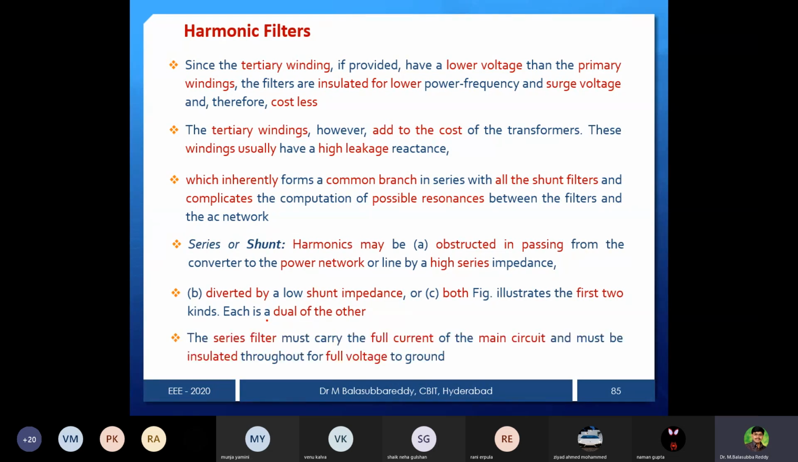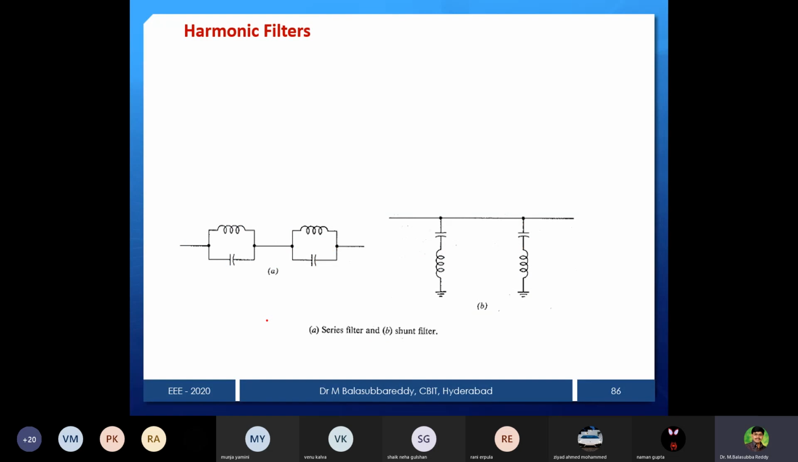The series filter must carry the full current of the main circuit and must be insulated throughout for full voltage to the ground. Because if you connect the series filter in the line, whatever the transmission current, the line current, has to be carried by the series filter. So that is the reason the filter current capability must be there throughout, with insulation throughout for the full voltage to the ground. So these are the series filters, and then shunt filters.